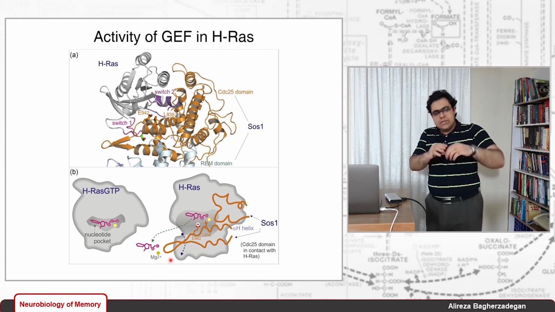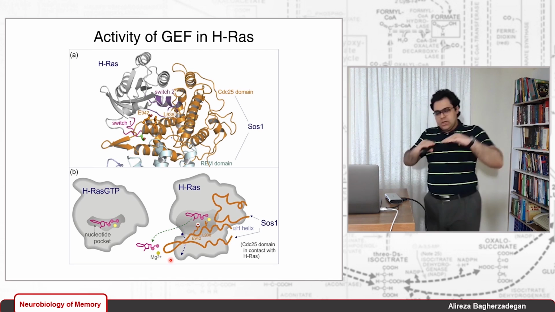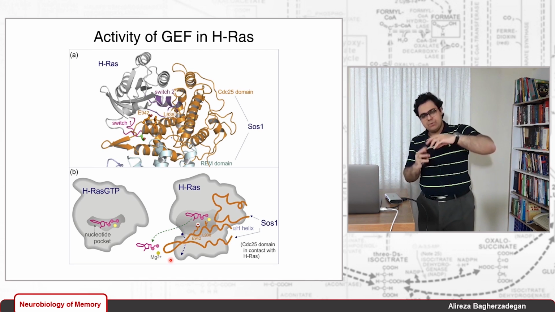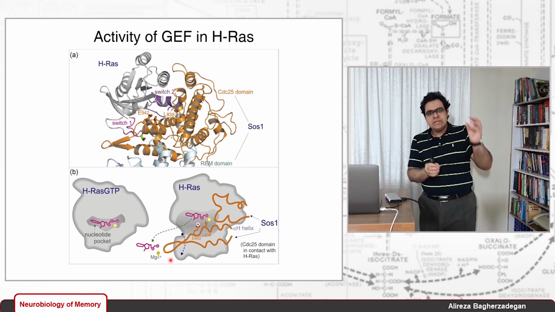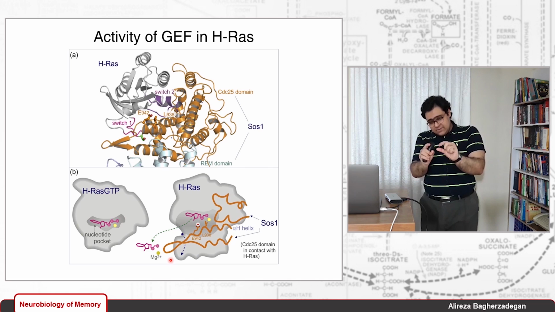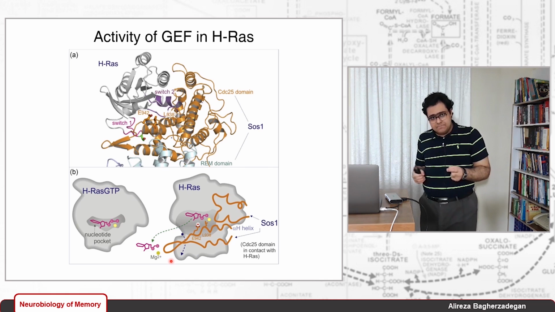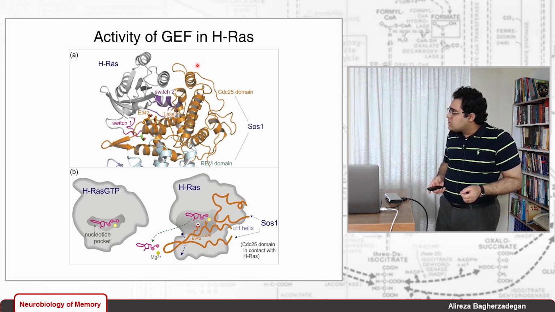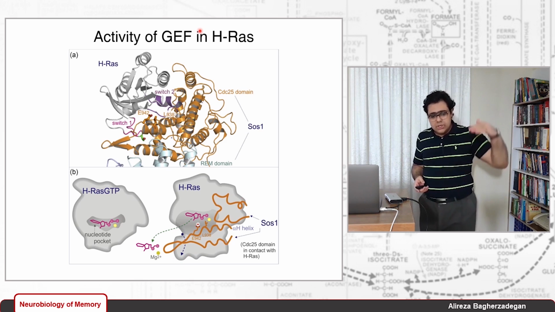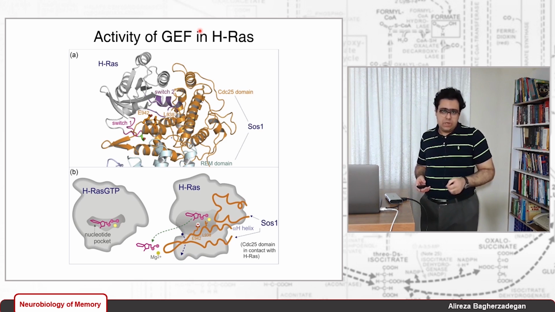So by doing that, it opens the binding pocket. Now the binding pocket is open. The magnesium ion, which is necessary to coordinate the GTP, is disturbed. Its coordination is disturbed. The alpha phosphate of GDP is also repelled by the glutamic acid. What happens now? GDP escapes. That's how GEF promotes or facilitates the expulsion of GDP.